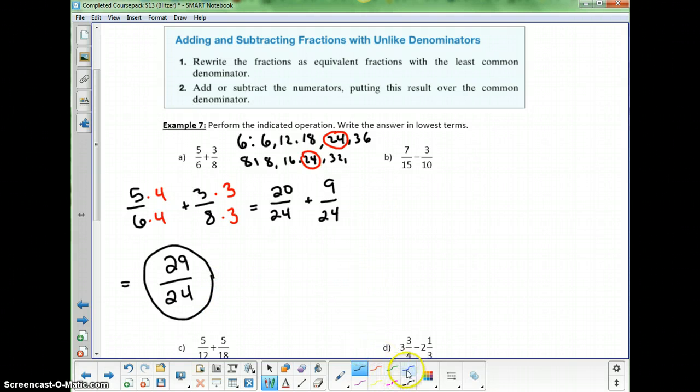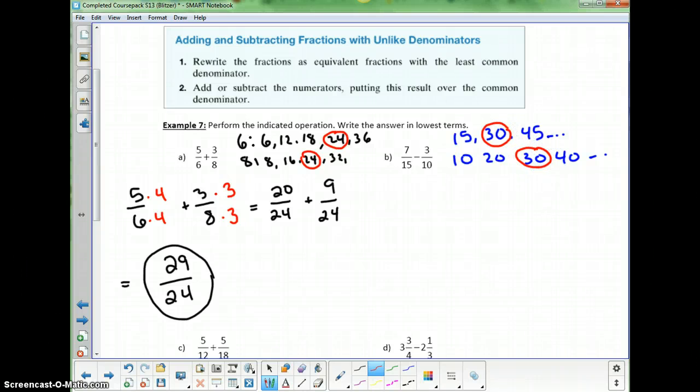Okay, let's look at the next one. 15 and 10 are my denominators. The multiples of 15 are 15, 30, 45, etc. Multiples of 10 are 10, 20, 30, 40, etc. And my repeat is going to be that 30. It's going to be on both lists.